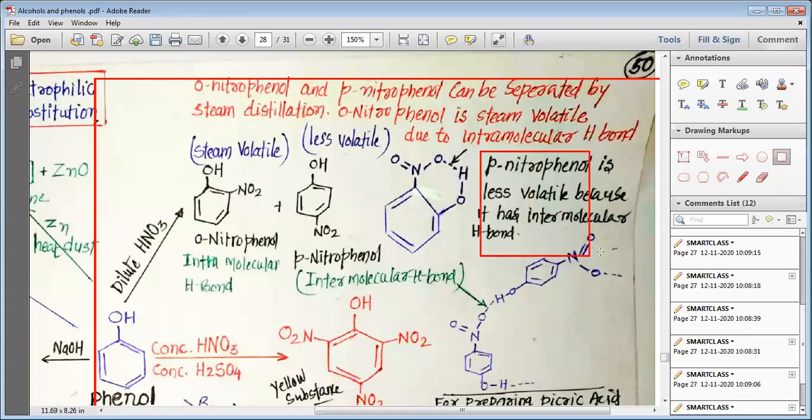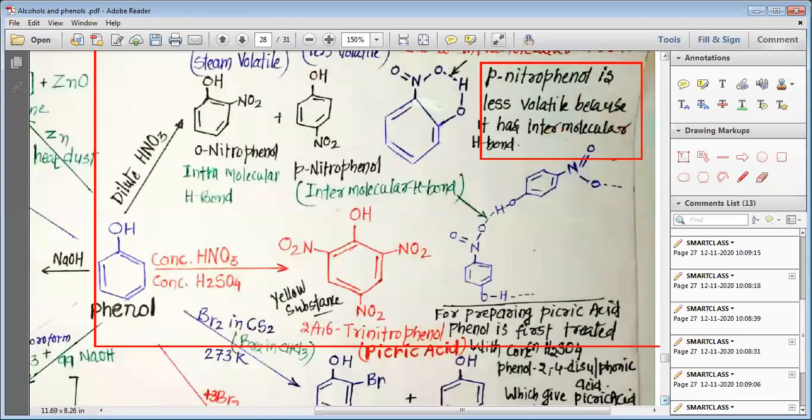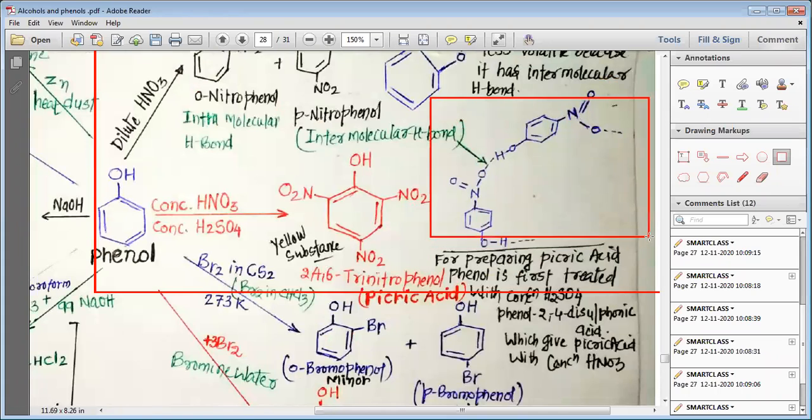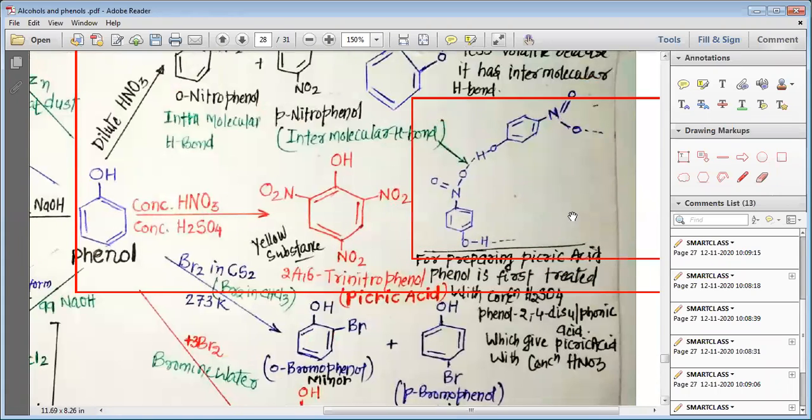Now please pay attention to the next point, which is about para-nitrophenol. Para-nitrophenol is less volatile because it has intermolecular hydrogen bonding. The intermolecular hydrogen bonding found in para-nitrophenol can be seen in this particular figure, my dear students. You can see here this is one para-nitrophenol, and this is another para-nitrophenol.